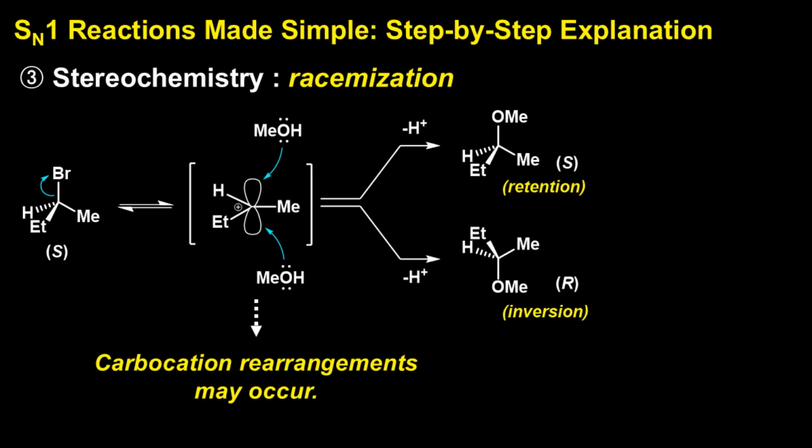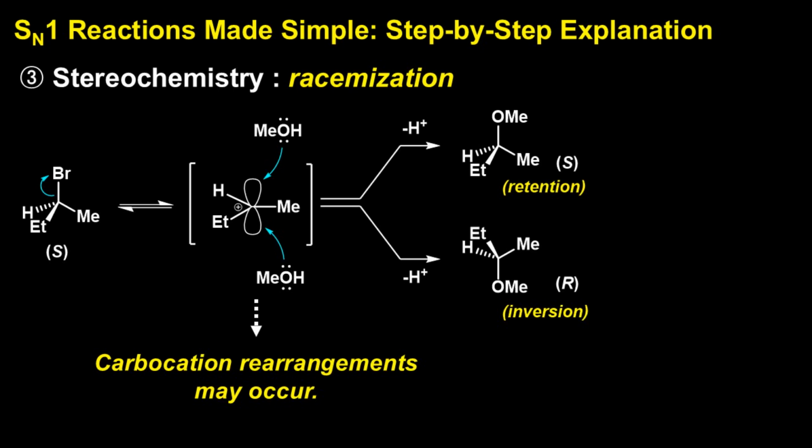Now let's talk about stereochemistry in SN1 reactions. One of the key features is racemization. You end up with a mix of both enantiomers. Why? Because the carbocation intermediate is planar. Once the leaving group leaves, the carbon becomes trigonal planar, flat like a tabletop. So the nucleophile can attack from either side. If it comes in from the same side, you keep the configuration. If it comes from the opposite side, the configuration inverts. And since both are possible, you get a racemic mixture, equal parts of both enantiomers.